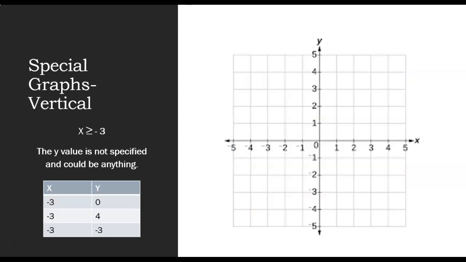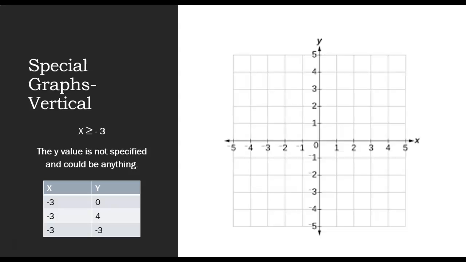Another special graph you may see is a vertical graph, such as x is greater than or equal to -3. There is no y value for this graph. It is not specified and it could be anything. The graph will never cross the y-axis unless, of course, the graph is on the y-axis. Then the example would be x is greater than 0, or x could be less than 0, or any variation of that. Since the line will not cross the y-axis in this example, y can be anything. You can look at the table I have in the corner here.